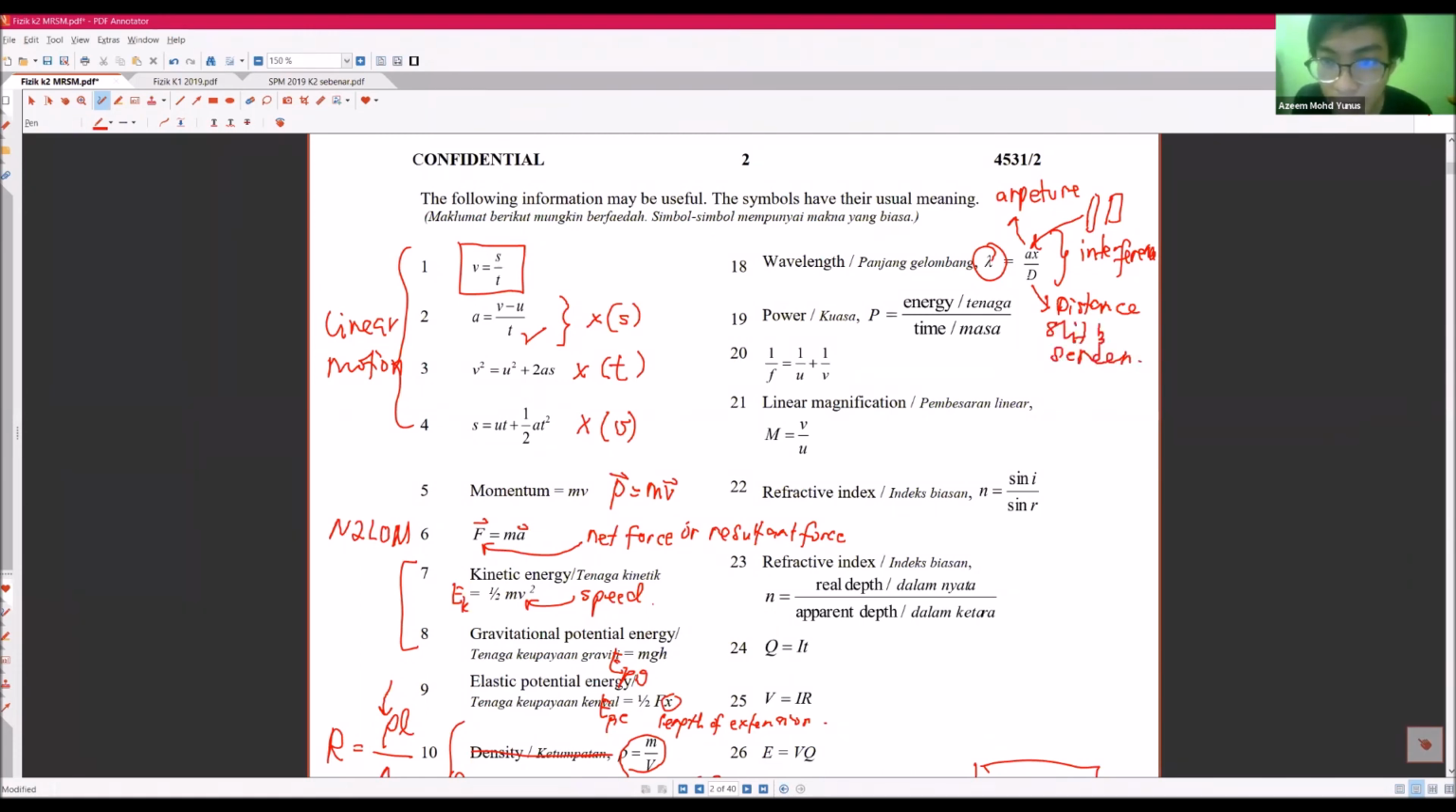So how do you want to distinguish them? Big D means a very large value of distance compared to a and x. In millimeters, a is usually in millimeters, sometimes cm, but D here is in meters or cm, and usually the largest value, the biggest value of the quantities. So make sure that D is the largest value. That means it is the distance between slit and screen, which is the longest of the two.